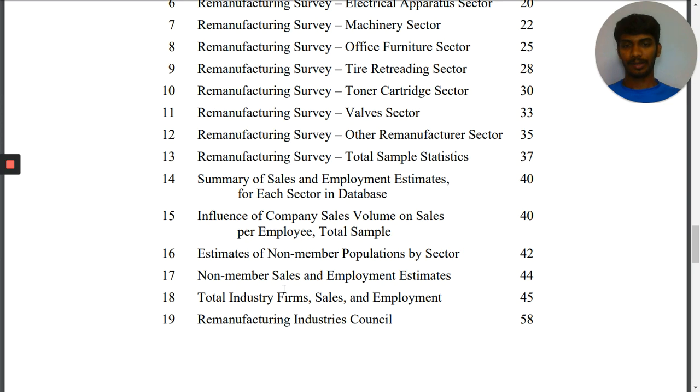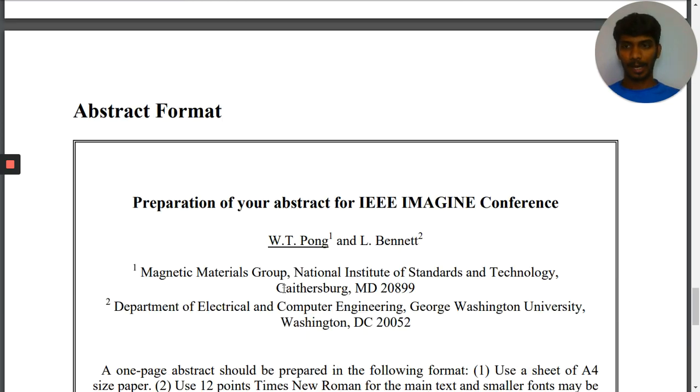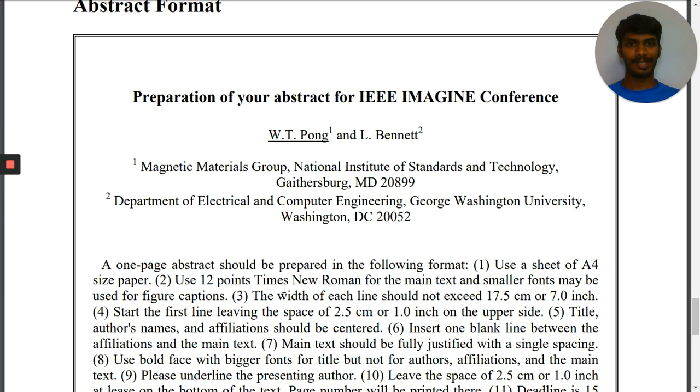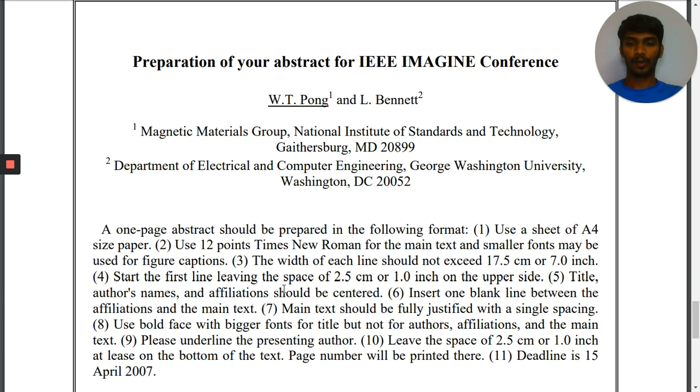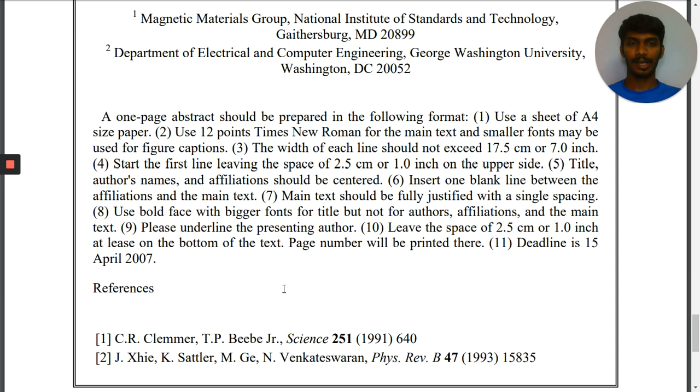Look at the example. This is an abstract format for IEEE, which basically tells you the kind of font and font size and how one should go about writing an abstract.